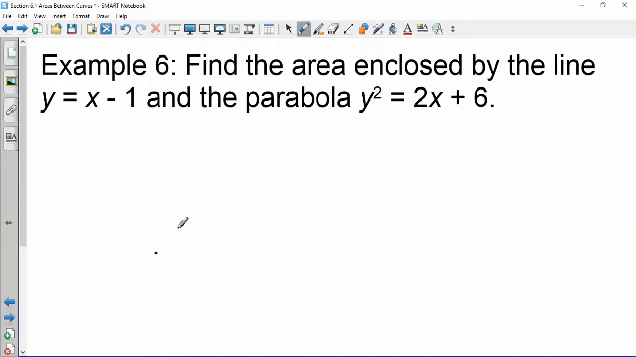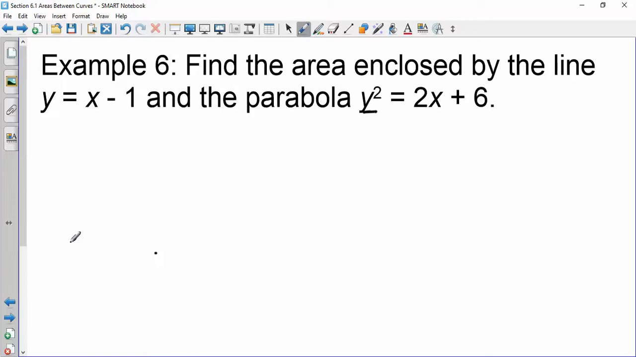So this one says find the area enclosed by the line y equals x minus 1 and the parabola y squared equals 2x plus 6. So this one is a little bit more challenging because if you notice, all the other examples we've done were just y equals something. And so we were able to set those things equal to each other and find out their intersection and go from there. But this one we have a y squared.